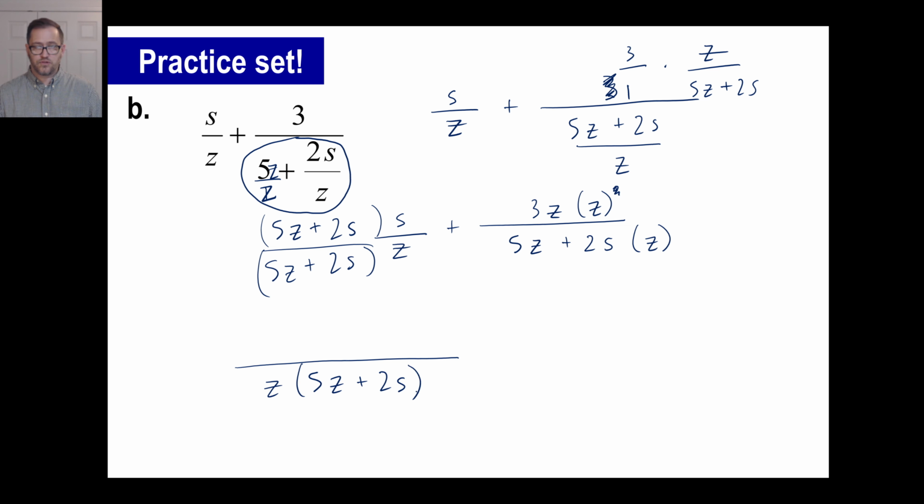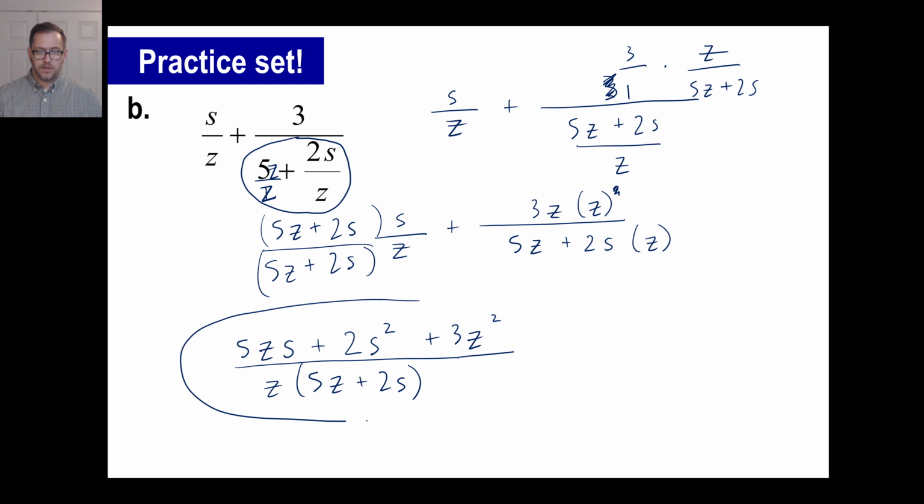But if you went ahead and distributed that for your answer, that's fine. In case yours looks different in the back of the book, just make sure that they did or didn't distribute, and yours matches up. I'm just going to put at the end of this plus 3Z squared, because that's easier. Now, 5Z times S is 5ZS. 2S times S is 2S squared. And that is your answer, all over one denominator.